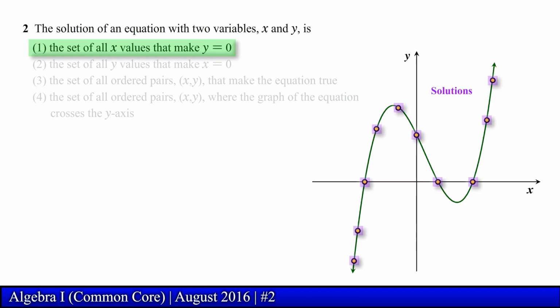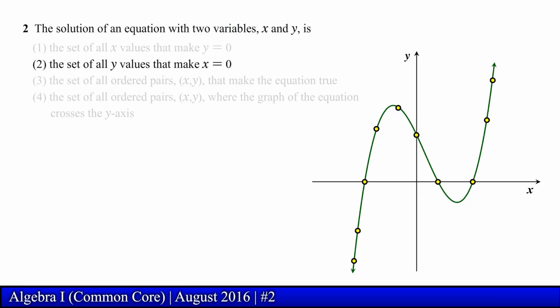The first option for our answer reads, the set of all x values that make y equal to 0. Graphically, this represents all the points located on the curve of the equation that crosses the x-axis. In other words, these points are the x-intercepts of the equation. Although this is technically a solution to the equation, since the point is located on the curve and also makes the equation true, this is a particular solution from the many other solutions that this equation possesses. So the first option is not completely accurate.